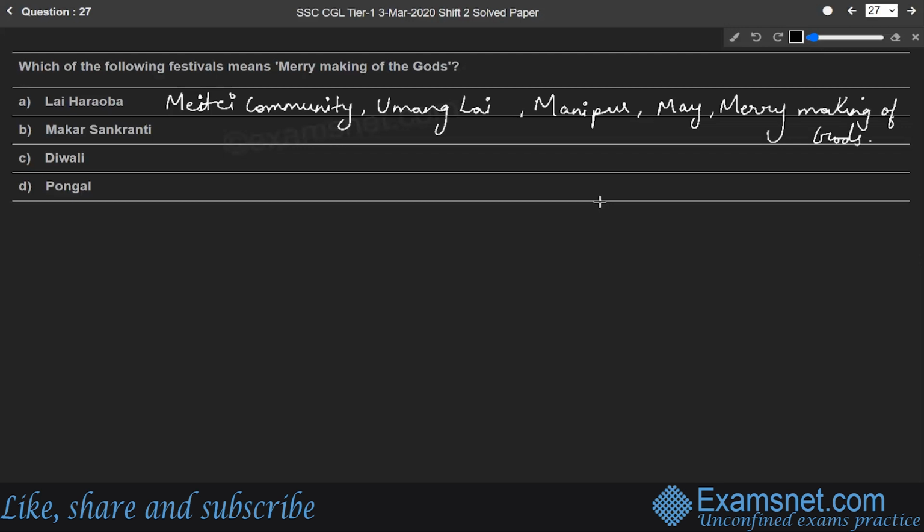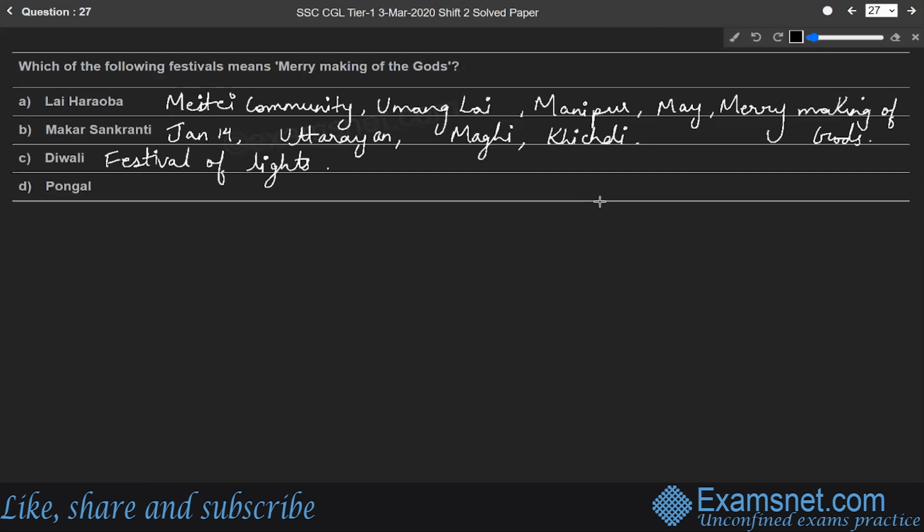Now coming to second option, Makar Sankranti. It is celebrated on January 14th every year throughout the world. And some other names of this festival are Uttarayan, Maghi, and Khichdi. So these are some other names for the festival Makar Sankranti. Next is Diwali. As we all know, Diwali is the festival of lights, right? And the festival of Diwali is celebrated in India as well as other parts of the world.